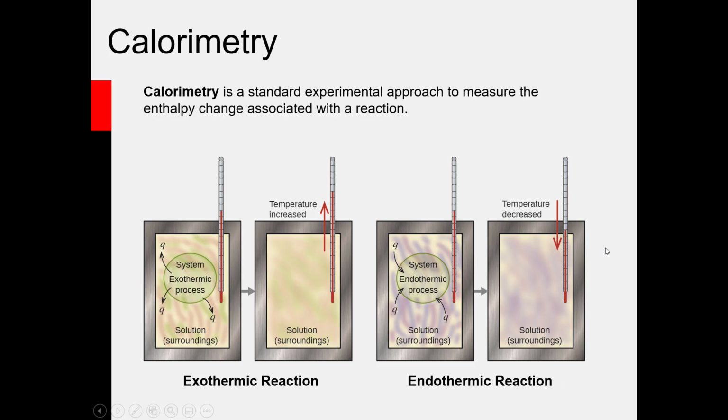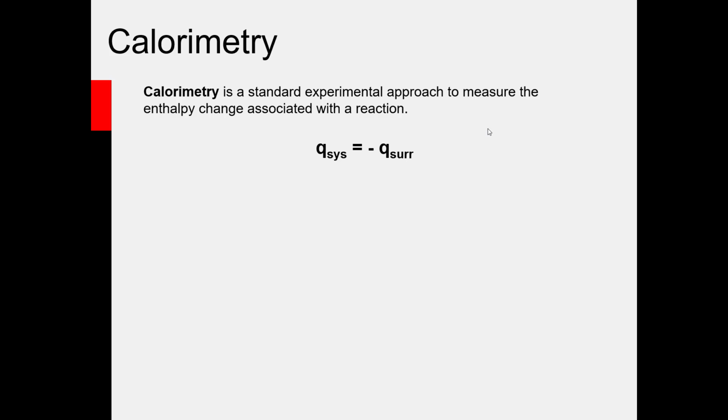So the key pieces of data you take away from a calorimetry experiment are the mass of the sample and the temperature change associated with the process. You need the final and you need the initial temperature.